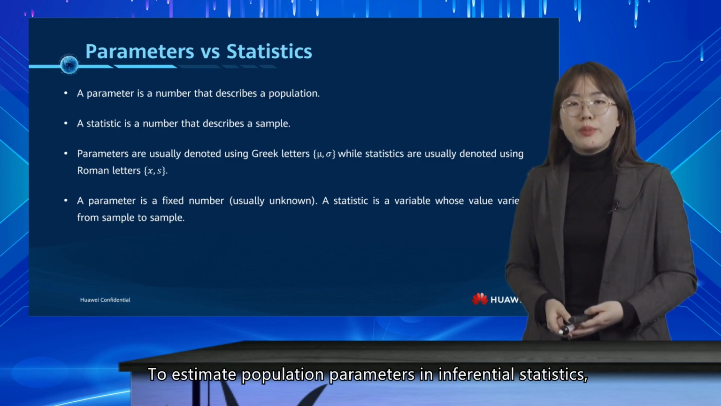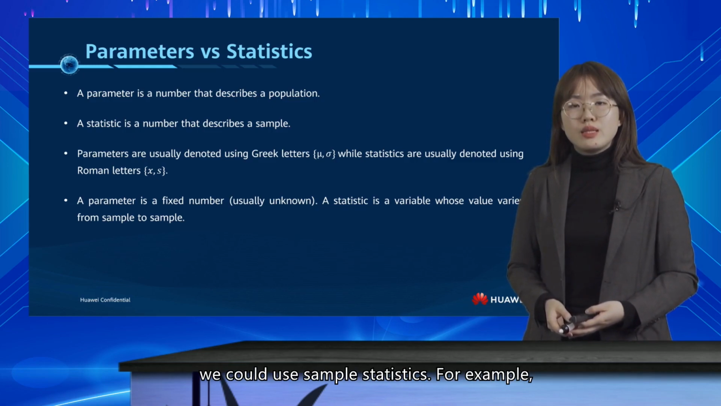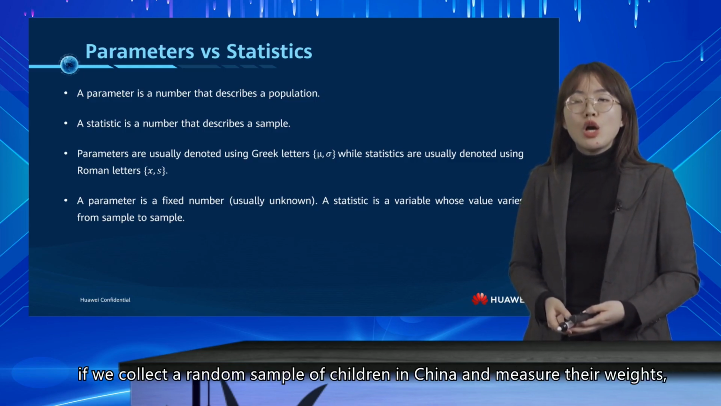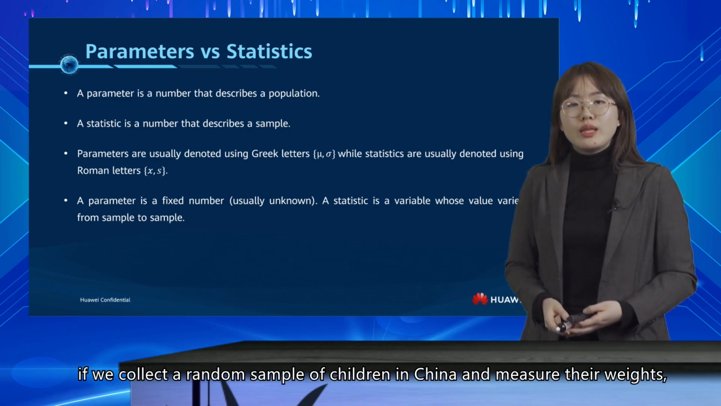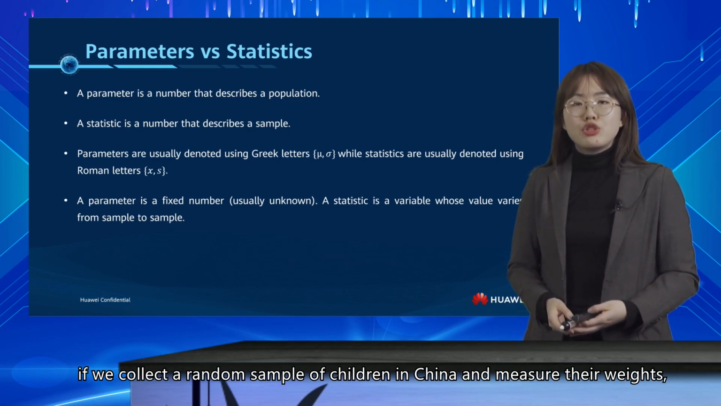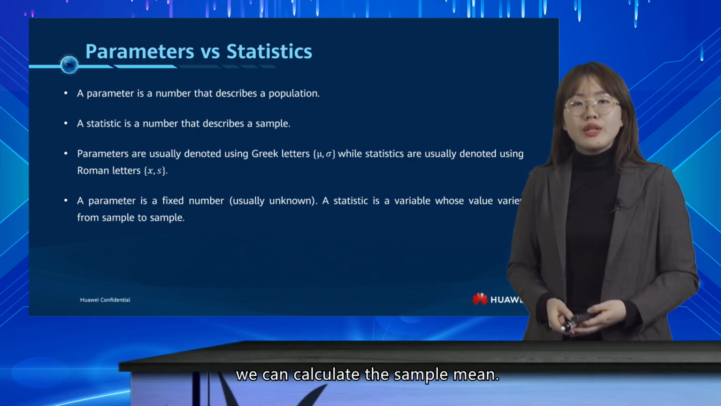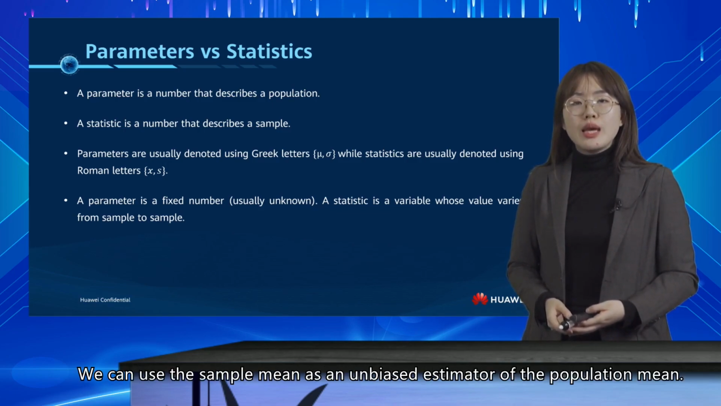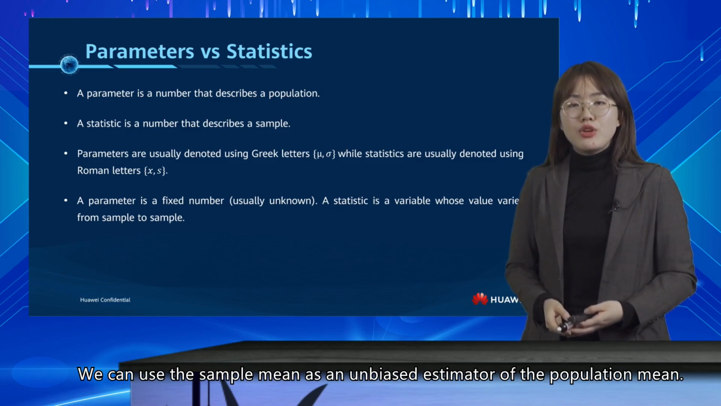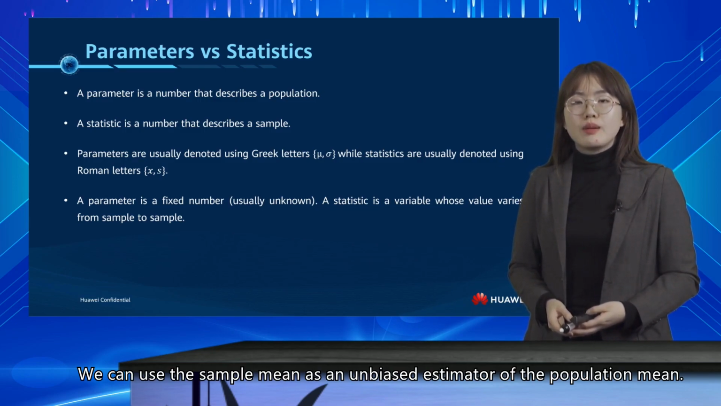To estimate population parameters in inferential statistics, we could use sample statistics. For example, if we collect a random sample of children in China and measure their weights, we can calculate the sample mean. We can use the sample mean as an unbiased estimator of the population mean.